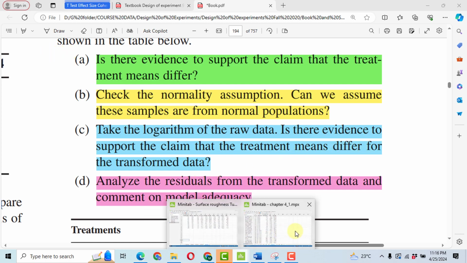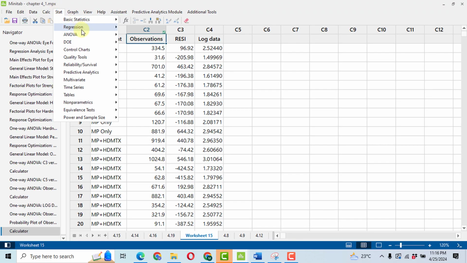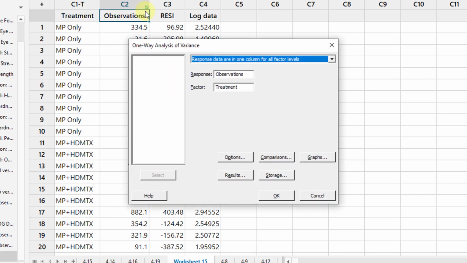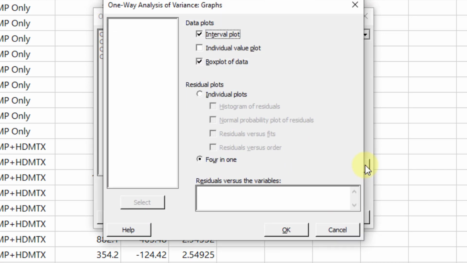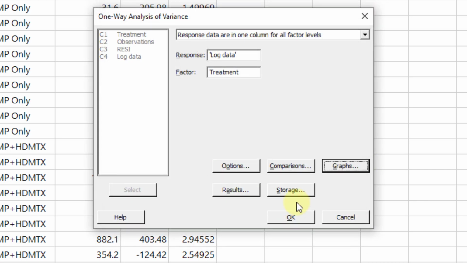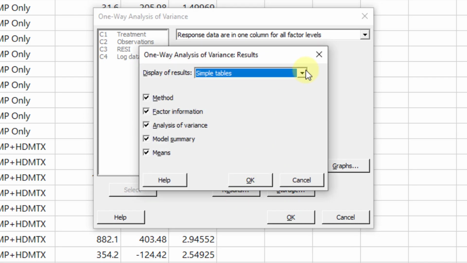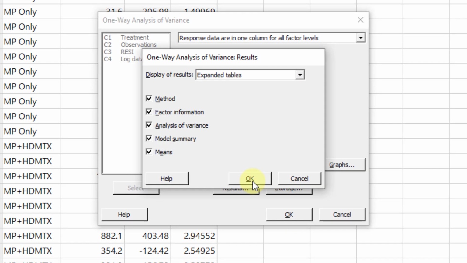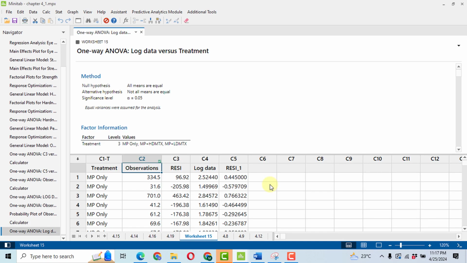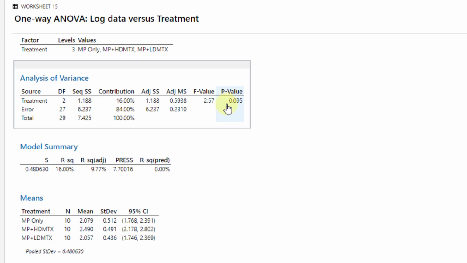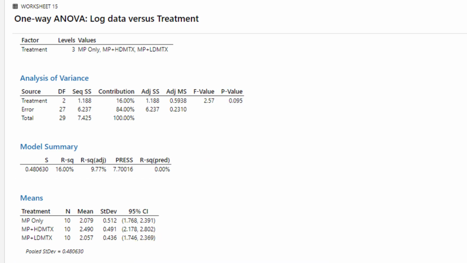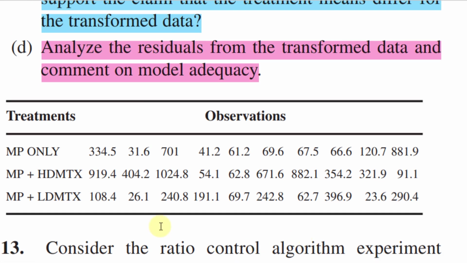So you will have to go there and perform again Stat, ANOVA, one-way ANOVA. In the one-way ANOVA, instead of observation this time, select the log data, and again check that you have clicked on 4-in-1. This time also click on results and select the expanded tables, then click OK and OK. So by looking at the p-value, what it depicts, the p-value is greater than 0.05. So there is no statistically significant difference among these 3 treatments.